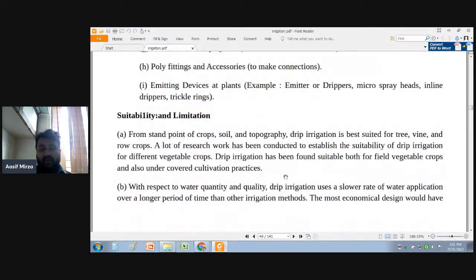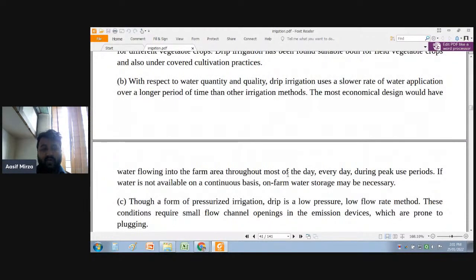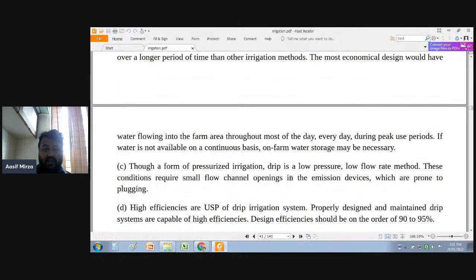Now, with respect to water quantity and quality, drip irrigation uses a slower rate of water application over a longer period of time than other irrigation methods. The most economical design would have water flowing into the farm area throughout most of the day, every day during peak use periods. If water is not available on a continuous basis on the farm, water storage may be necessary. Though a form of pressurized irrigation, drip is a low pressure, low flow rate method. These conditions require small flow channel openings in the emission devices, which are prone to plugging.